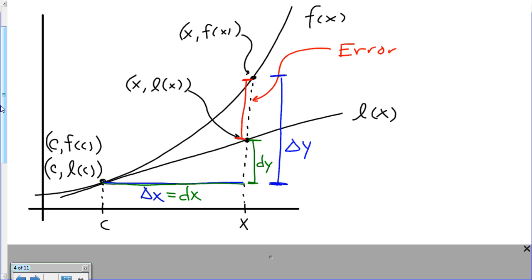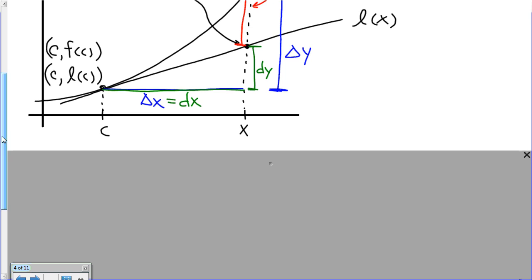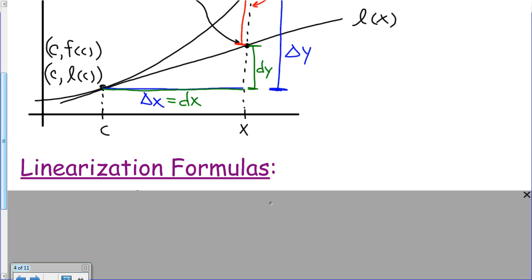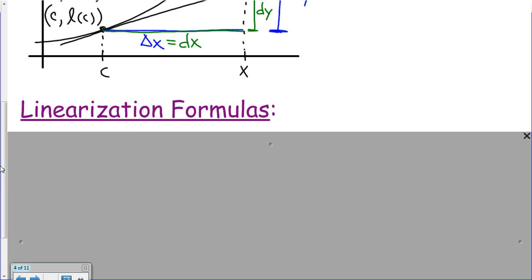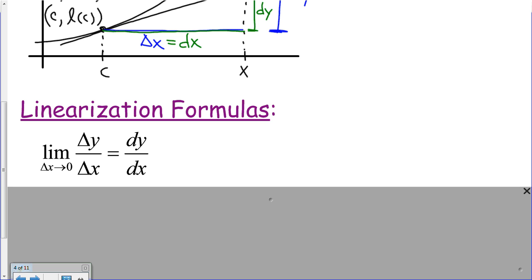All right, so let's talk about how we can calculate each of these quantities here. So, some formulas that we can use to calculate these linearization quantities that we're looking at. Let's start out with the delta x and the delta y and the dx and the dy. It turns out that delta x and delta y are related to dx and dy, but they're not exactly the same. We saw that in the sketch. The dx and the delta x were the same, but the delta y and the dy were not.